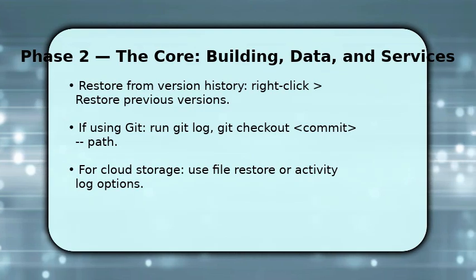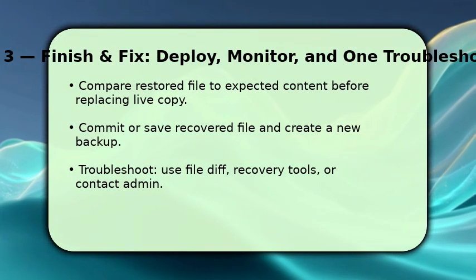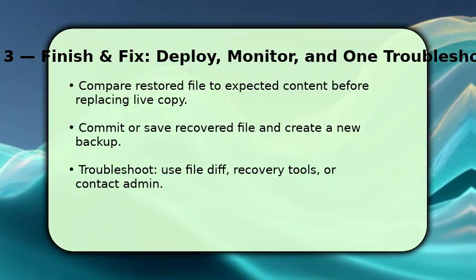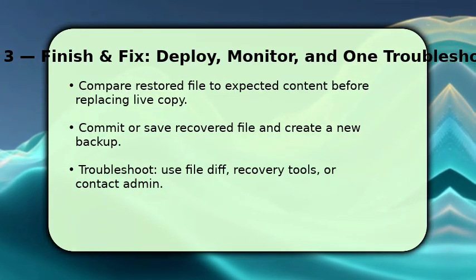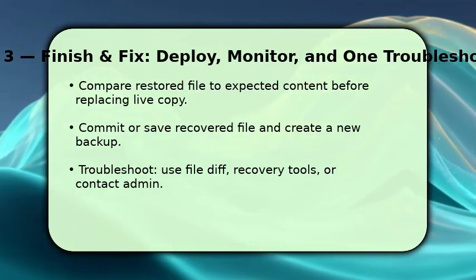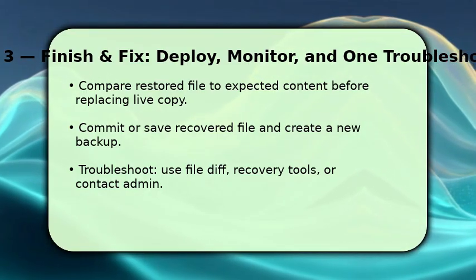You finish by validating the restored file and making the change permanent. Open the recovered file and compare it to what you expect. Use a diff tool for accuracy. If correct, overwrite the live copy or commit the change and immediately create a backup to prevent recurrence. Make sure to test the application or workflow that uses the file.